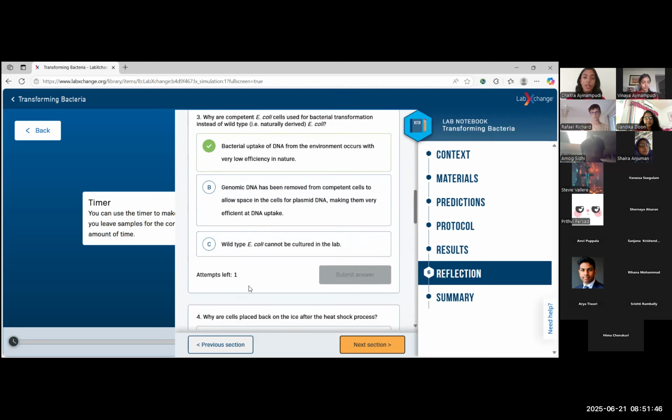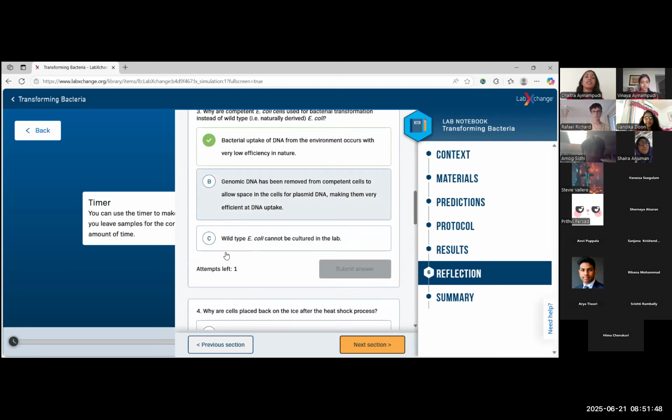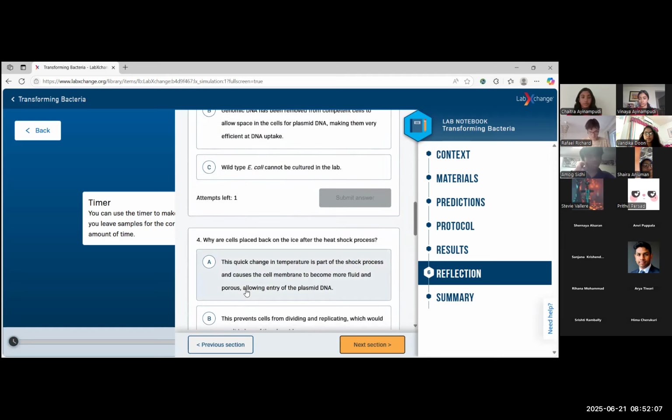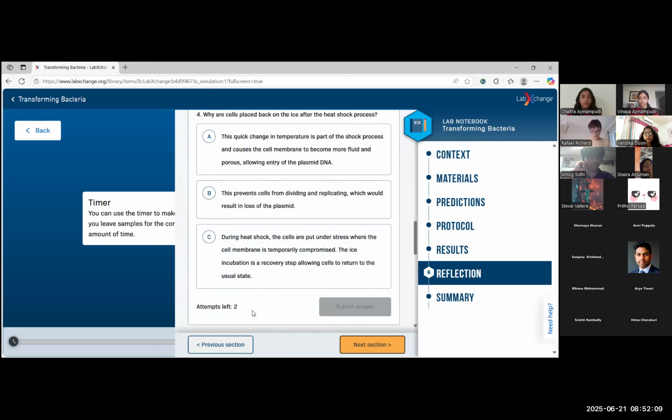Anyways, the environment has a very low efficiency in nature. So bacteria, so E. coli, when it's competent, it has been transformed in a way where you can use it better in labs and it's more efficient.